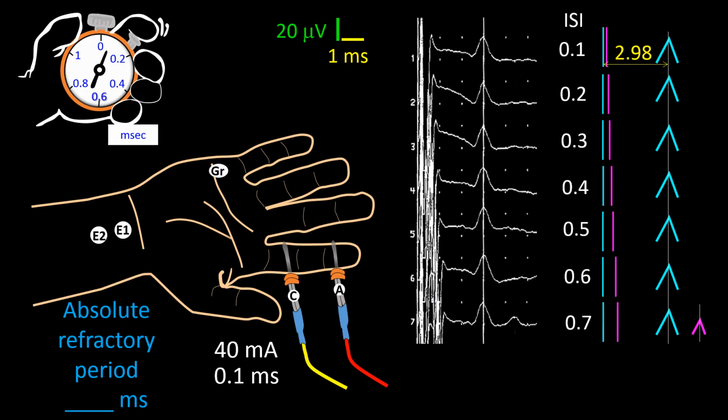Also notice that the peak latency is 4.40 milliseconds, as indicated by the arrow, whereas the peak latency of the wave produced by the first stimulus remains 2.98, as it has been from the beginning.